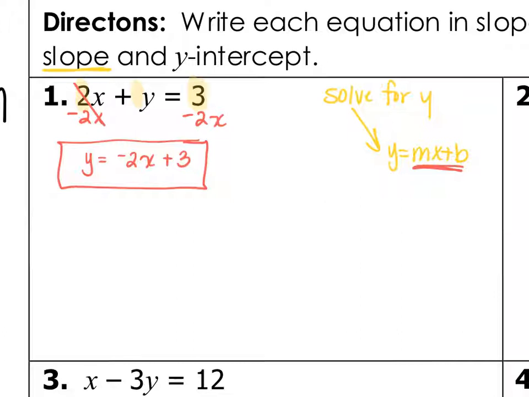Now, how is that helpful to us? Well, now it's so much easier to see our slope and our y-intercept than it was when it was in standard form. You know that m is negative 2, and you know that b is 3. And when we learn how to graph, that's going to be really helpful. In slope-intercept form, we're able to quickly pull the slope and the y-intercept. In standard form, you cannot quickly pull them, so it's better to convert it.